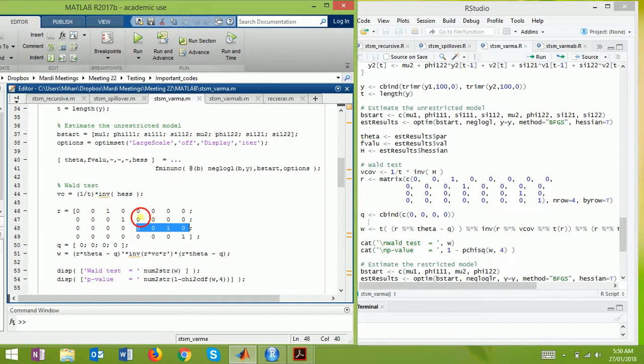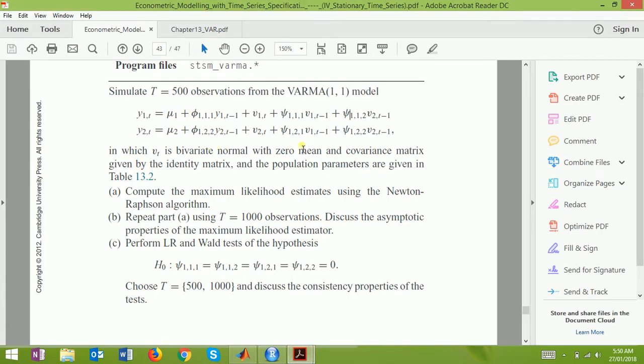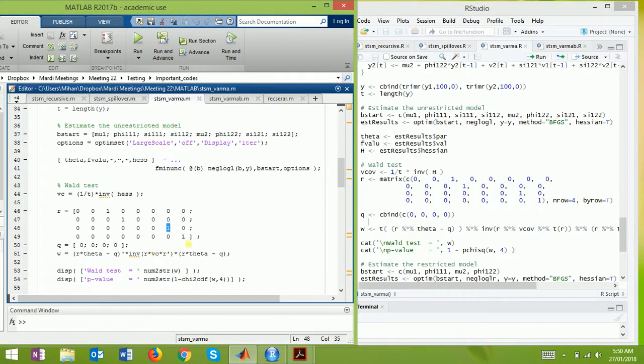So first system of equation, second system of equation, and so on: mu, phi, psi 1 1 1, psi 1 1 2. Very simple. And then we are testing those for zeros.